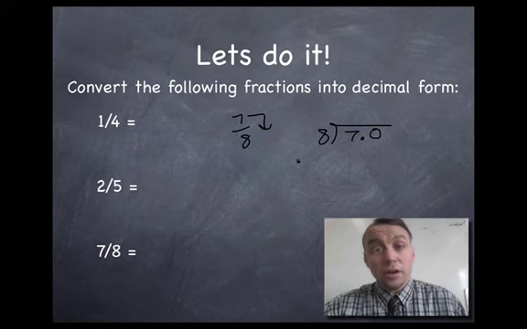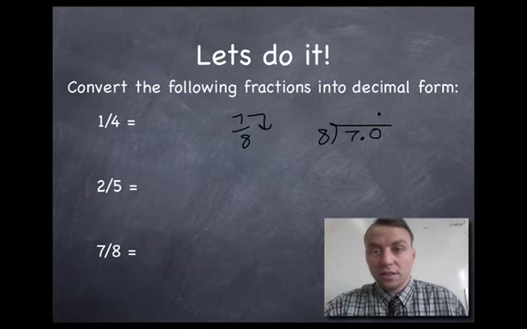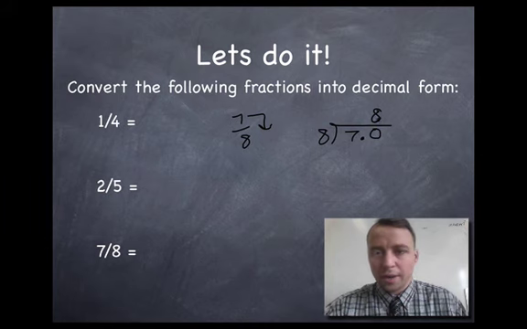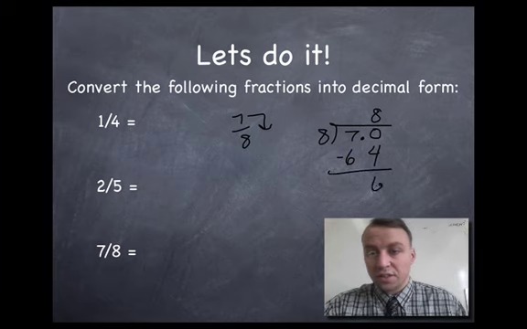How many times does 8 go into 70? It goes in 9 times. No, I lied. It goes in 8 times. Yes! Phew, almost screwed that up there. Because 8 times 8 is 64. 70 minus 64 is 6.